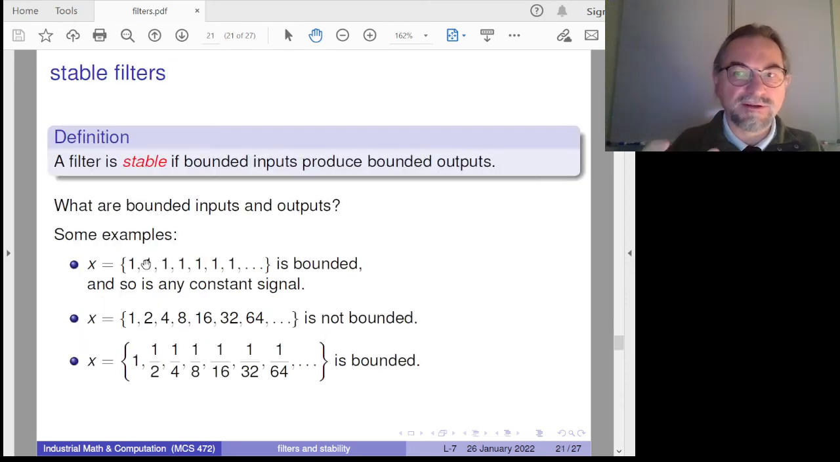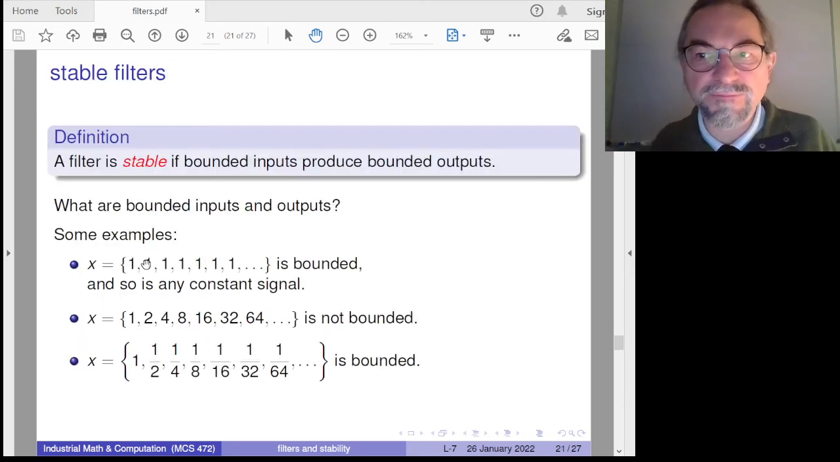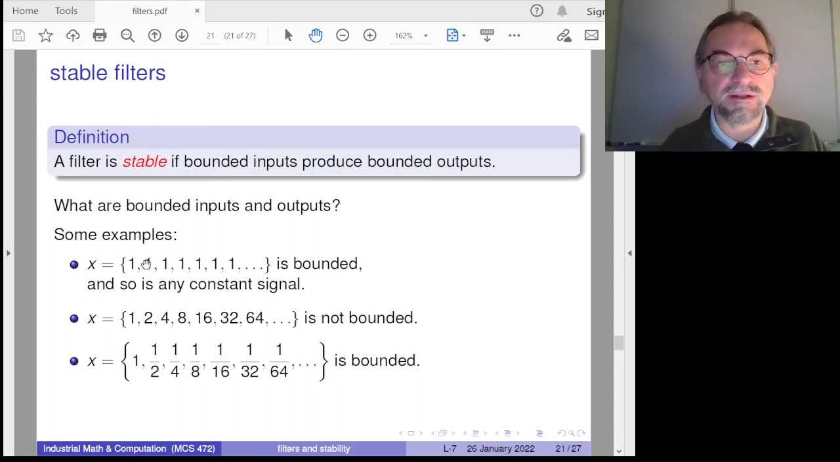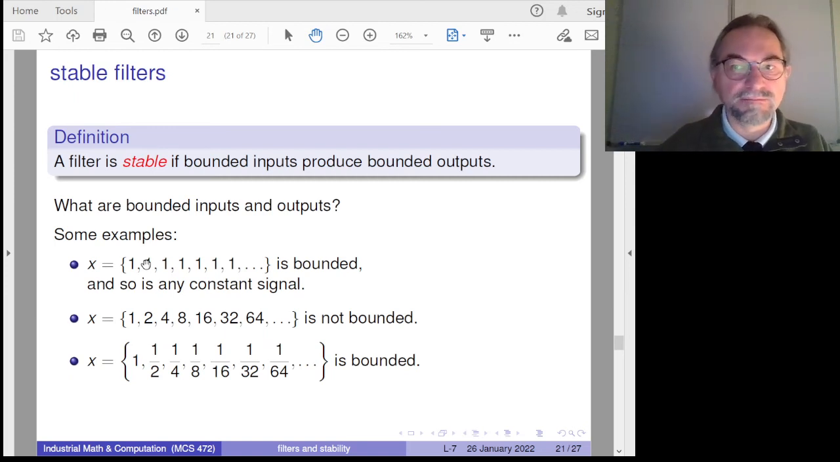That's another characterization. Our filters are linear, time invariant, causal, but they also should be stable. Stable means that if you have a bounded input, then the output will actually remain bounded. So a bounded input will yield a bounded output.